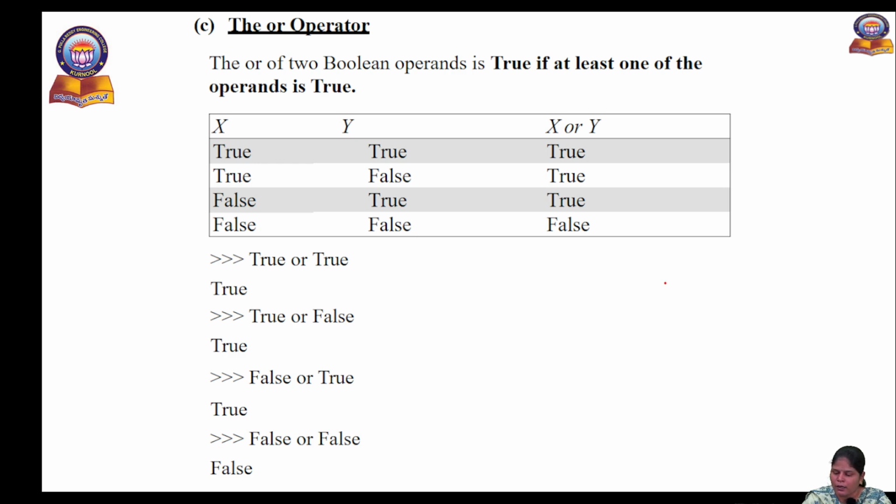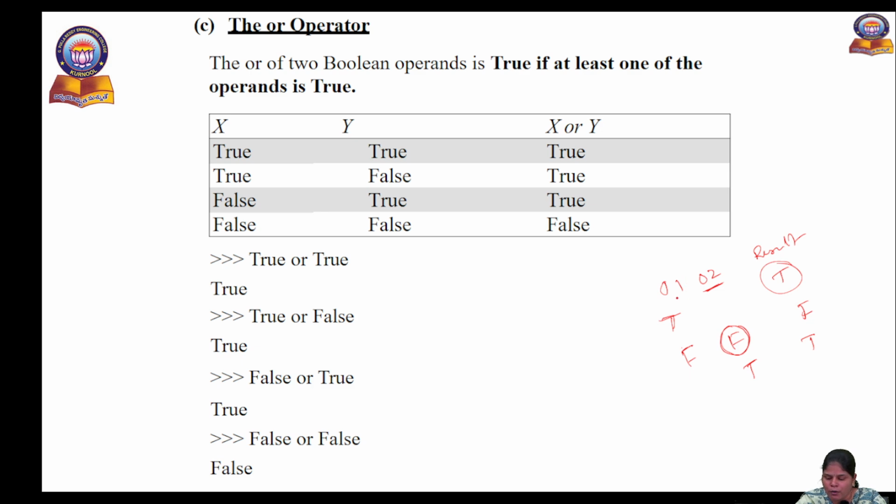So if operand 1 is true, automatically the result will also be true. If operand 1 is true, then there is no need of checking the second operand, the output will be true. If operand 1 is false, then we have to concentrate on operand 2. If operand 2 is also false, then the output will be false. If it is true, the output will be true.